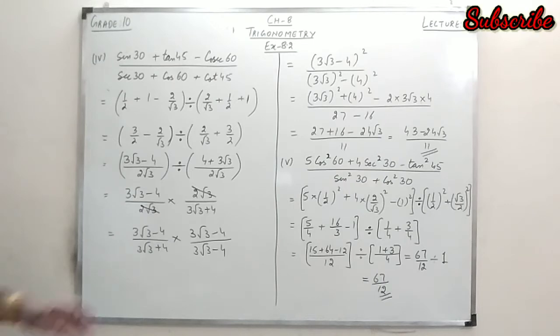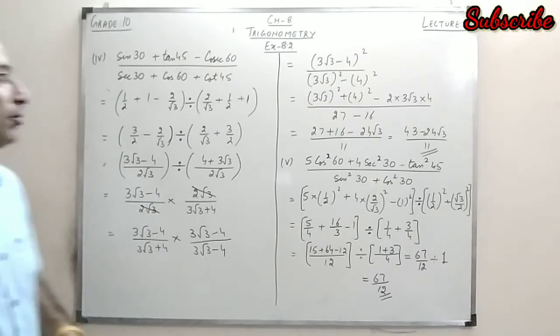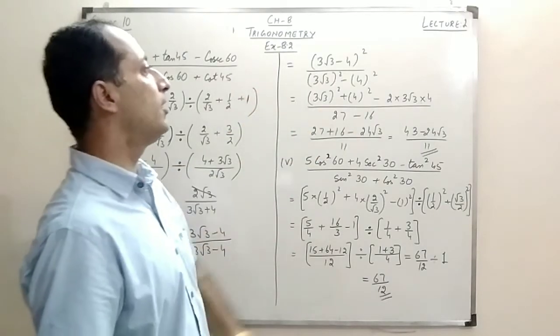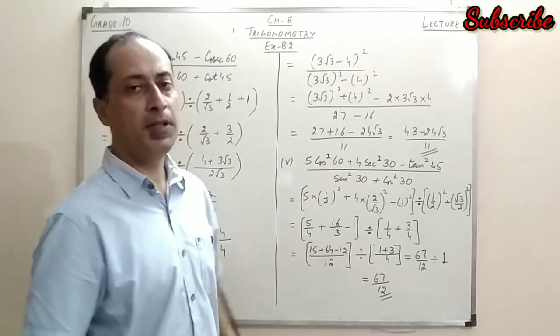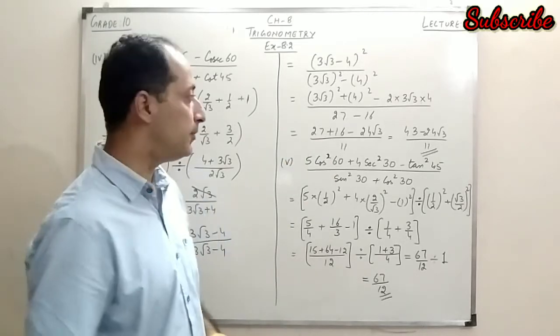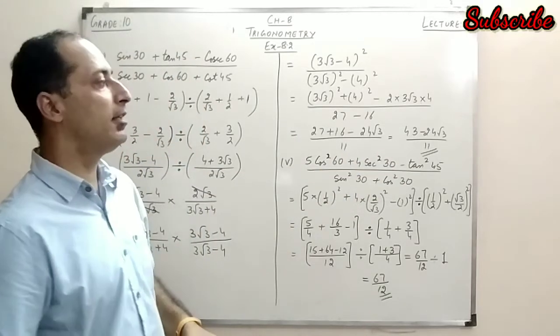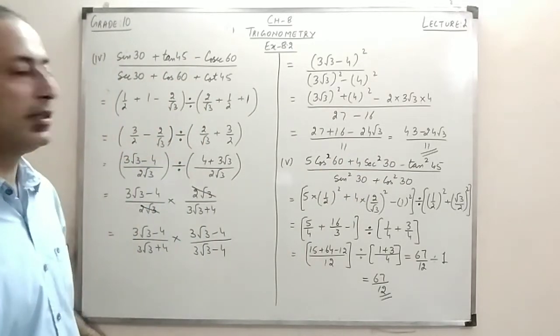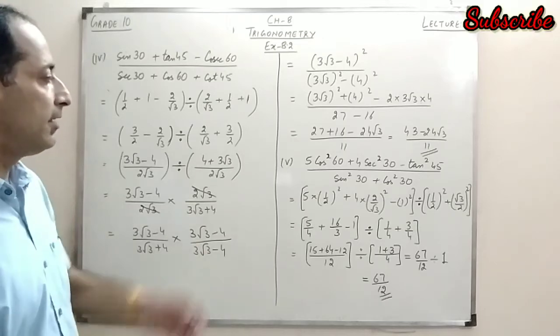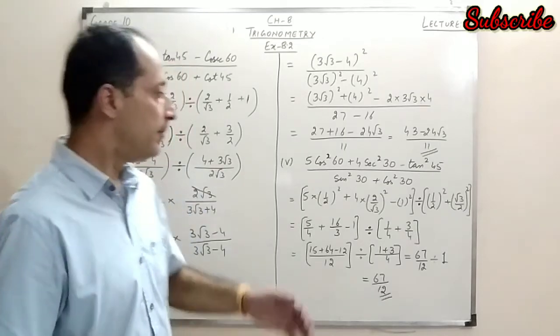Then we rationalize it by multiplying by the conjugate of the denominator, that is 3 root 3 minus 4, in the numerator also and denominator also. So we get 3 root 3 minus 4 whole square upon, in the denominator we will have the identity of a square minus b square. Simplifying completely, we get the value 43 minus 24 root 3 upon 11. Right? And same way we have the fifth question, it's quite simple.